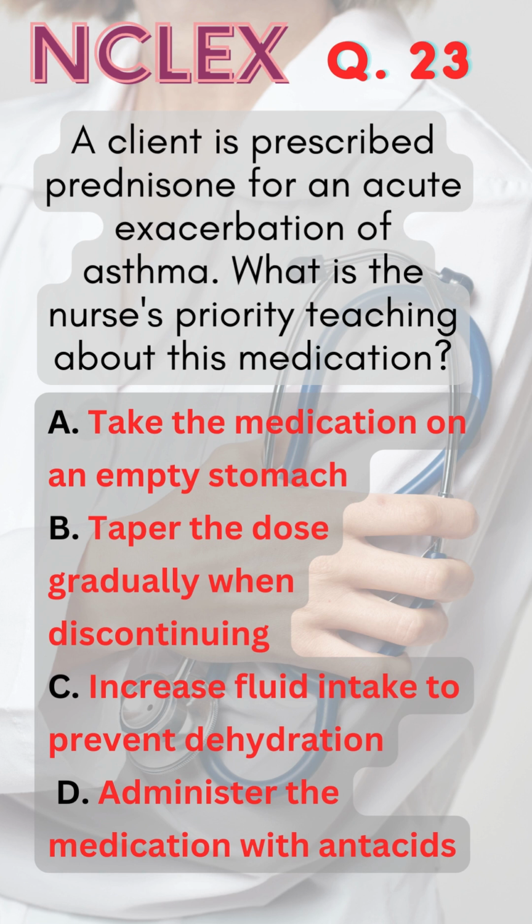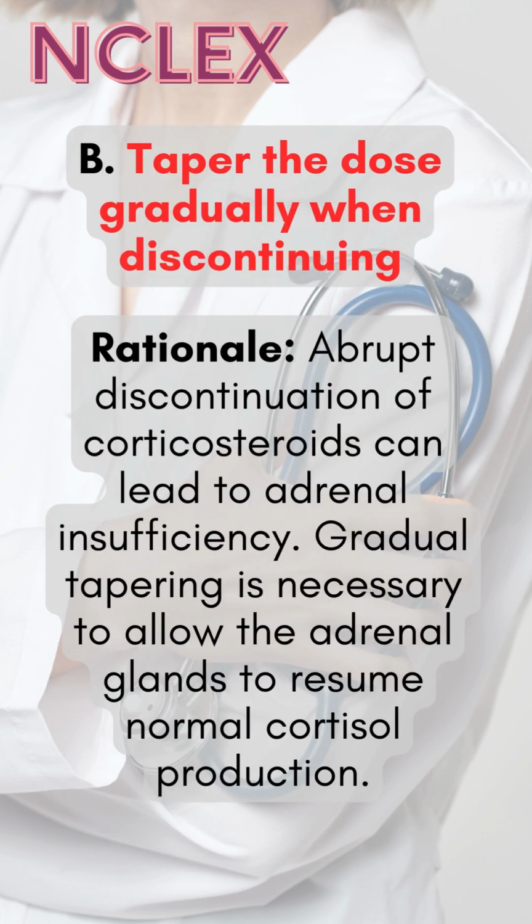Question. A client is prescribed prednisone for an acute exacerbation of asthma. What is the nurse's priority teaching about this medication? A. Take the medication on an empty stomach. B. Taper the dose gradually when discontinuing. C. Increase fluid intake to prevent dehydration. D. Administer the medication with antacids. Answer. B. Taper the dose gradually when discontinuing. Rationale. Abrupt discontinuation of corticosteroids can lead to adrenal insufficiency. Gradual tapering is necessary to allow the adrenal glands to resume normal cortisol production.